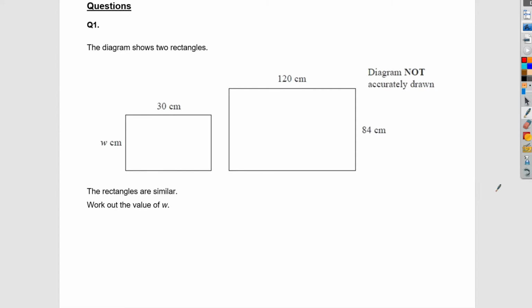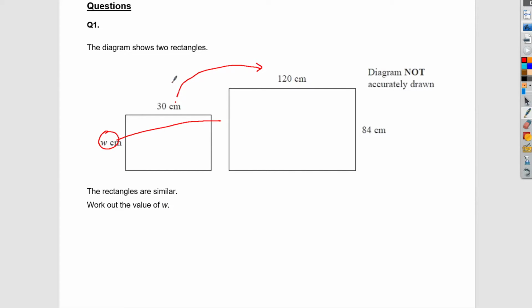There we go. Let's read the question. Question 1. Diagram shows two rectangles. So here's two rectangles. The rectangles are similar. Work out the value of W. So you've been told they're similar, which means that this side has been multiplied by some scale factor to get to here, and that same scale factor would have multiplied this side to get the side over here.